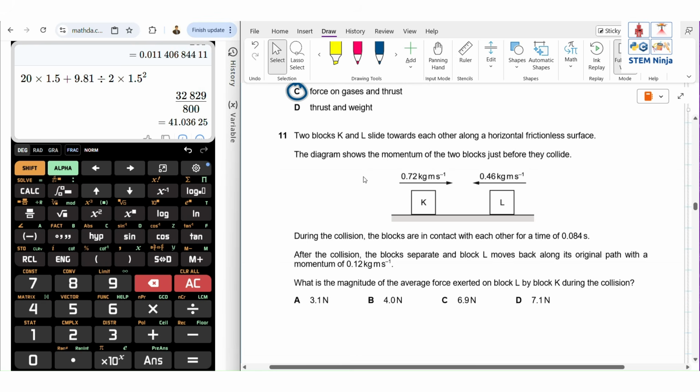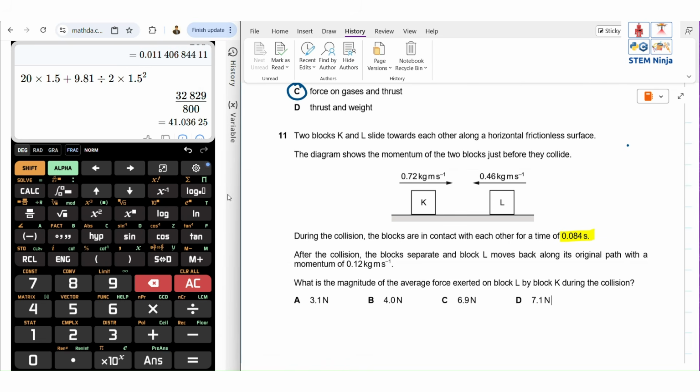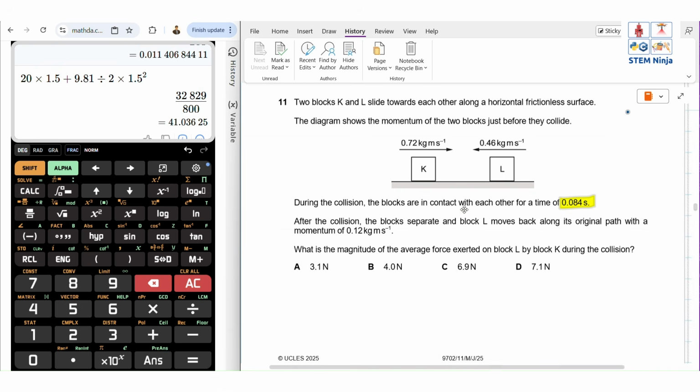Okay. Two blocks K and L slide towards each other along a horizontal frictionless surface. During the collision, the blocks are in contact with each other for a time of 0.084 seconds. After the collision, the blocks separate, and block L moves back along its original path with the momentum shown. What is the magnitude of the average force exerted on block L by block K during the collision?